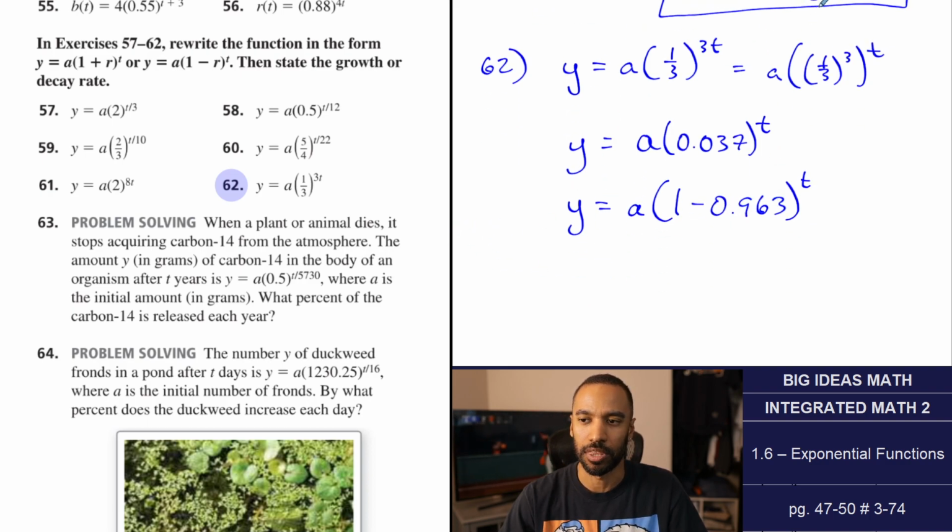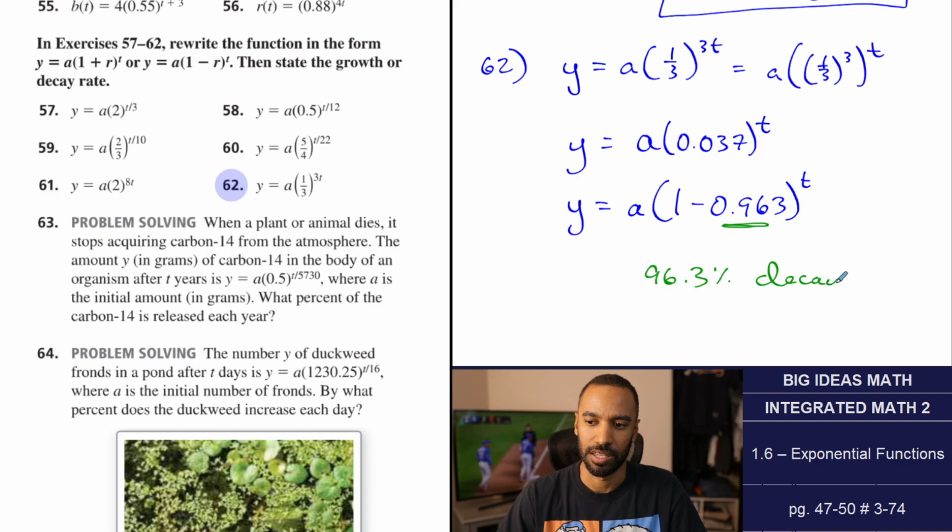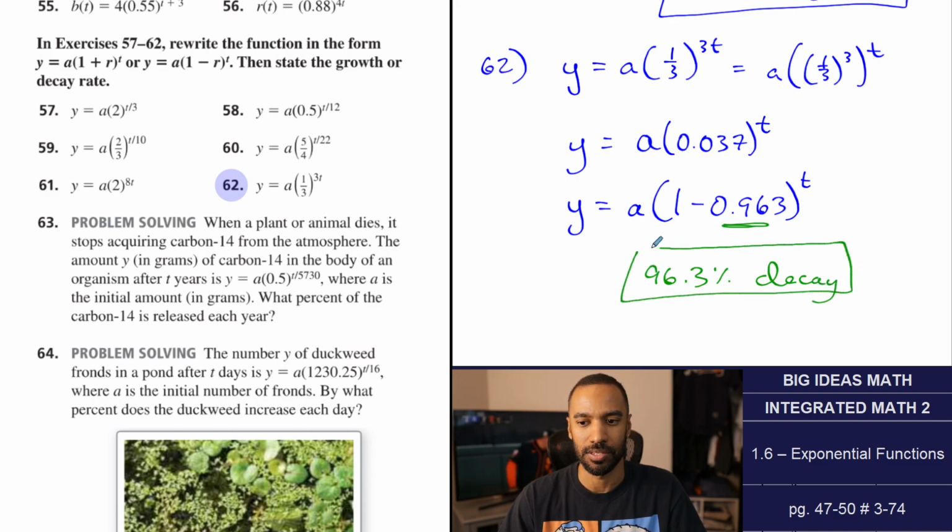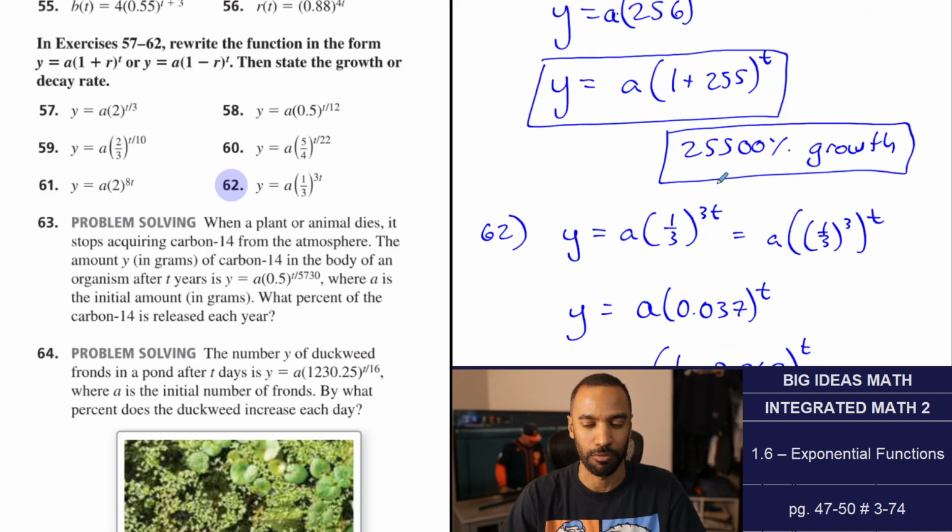So we can now figure out what the percentage decrease is. This one is a 96.3% decay. You're losing a lot of whatever it was, whereas the other one, you're gaining a whole lot of whatever it was.